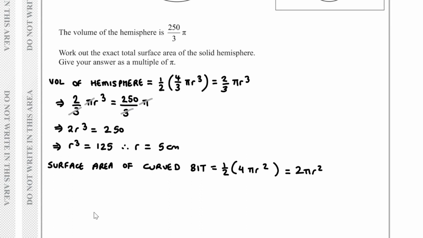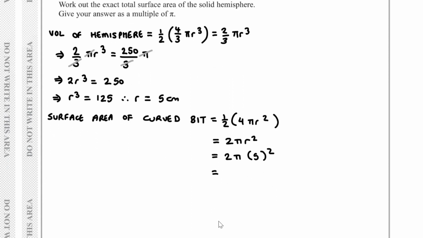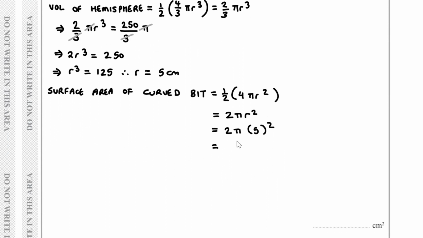Okay, so this should be squared. So therefore, this will equal 2 pi lots of 5 squared, which is, I'll just write it down here. We've got 2 pi r squared. So we've got 2 pi lots of 5 squared, which is equal to 50 pi.